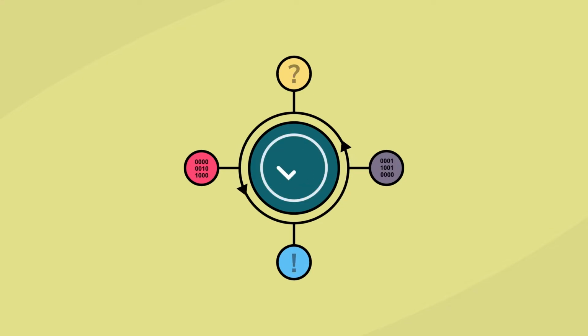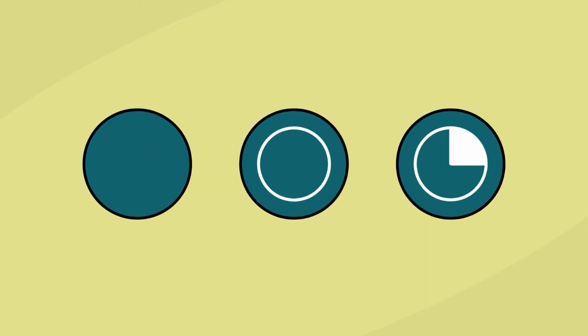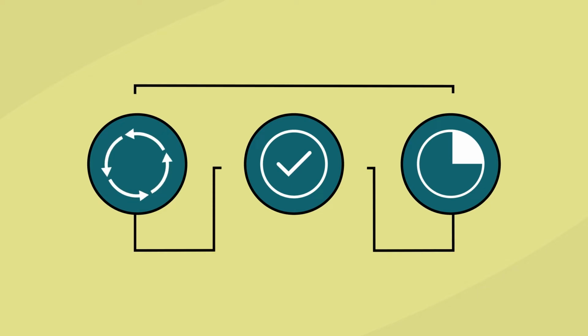In an available system, the system remains operational all of the time, no matter the state of individual nodes. In a partition tolerant system, the system doesn't fail, regardless of delayed or dropped messages between nodes. The CAP theorem states that a distributed system can only provide two of those three properties simultaneously.